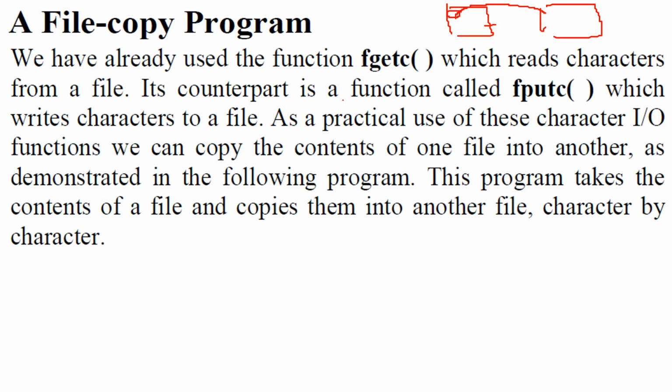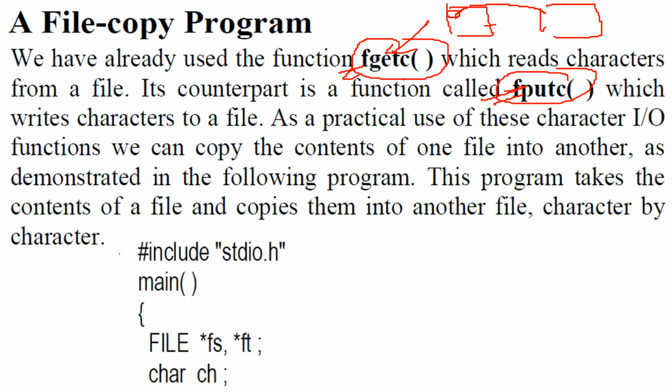A file copy program. That means we want to have a file which is exactly similar to this file. So all the contents from this file will be transferred here. So we want fgetc, we know that fgetc reads the character one by one. Similarly, the fputc also does what? It reads the character from the file, it puts the character in the file. So we'll have a program in which character by character copying is being done.